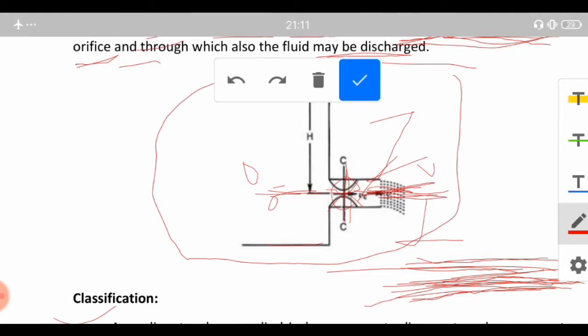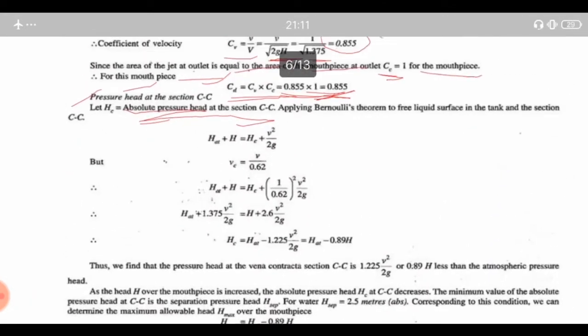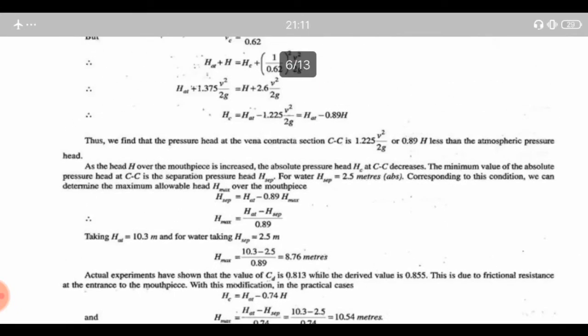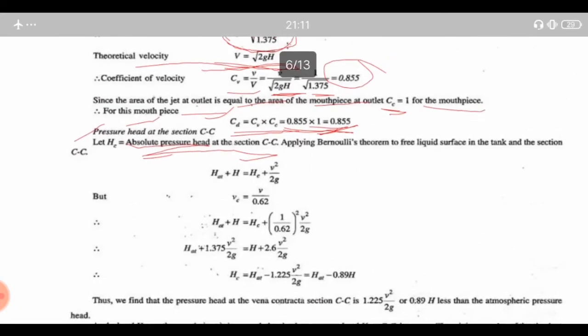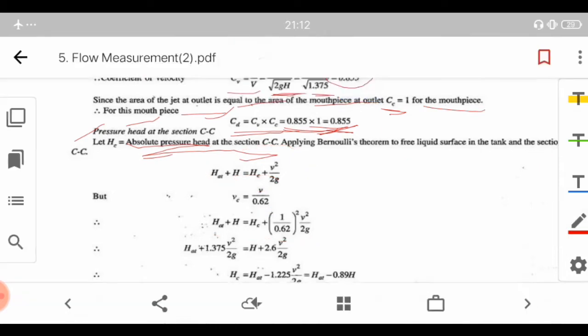At section CC, suppose HC is the absolute pressure head. HAT plus H is equal to HC plus V square upon 2G. Again we will apply Bernoulli's equation to the free liquid surface in the tank and the section CC. Therefore VC will be obtained as V upon 0.62, and therefore HAT plus H is equal to HC plus 1 upon 0.62 square V square upon 2G.